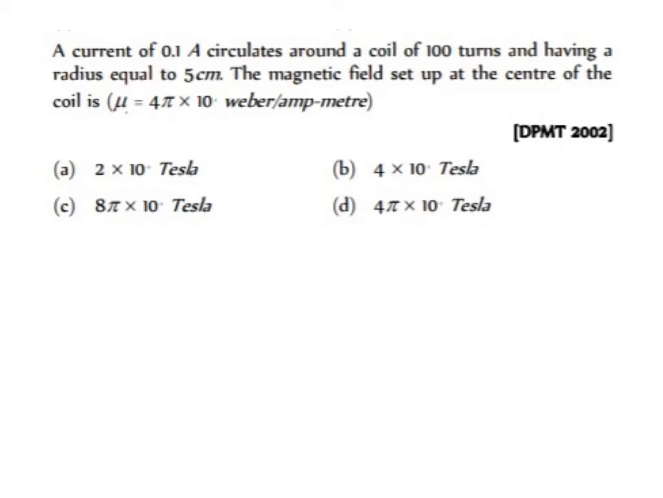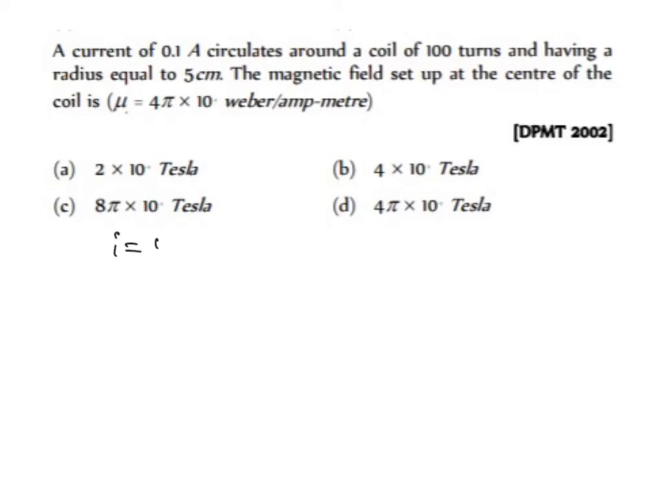A current of 0.1 ampere circulates around a coil of 100 turns and having a radius equal to 5 centimeter. The magnetic field set up at the center of the coil is the question here. Correct? So in this particular problem, we can solve it like this. See, look at this problem solution now.